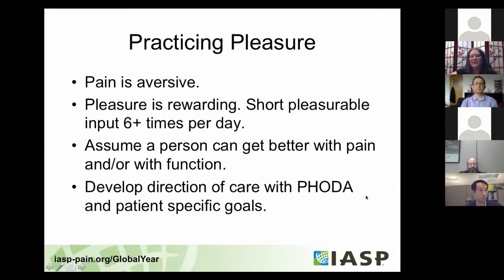I think another really important piece to how do we get someone in pain to get out of pain is to also remember that while pain is aversive and it changes our behaviors, we also have pleasure, and pleasure is rewarding. We can purposefully have people do pleasurable input, which can go a long way to changing an assumption in a person that they will always hurt when they move or it will always hurt when they're touched, is to have them practice short pleasurable input.